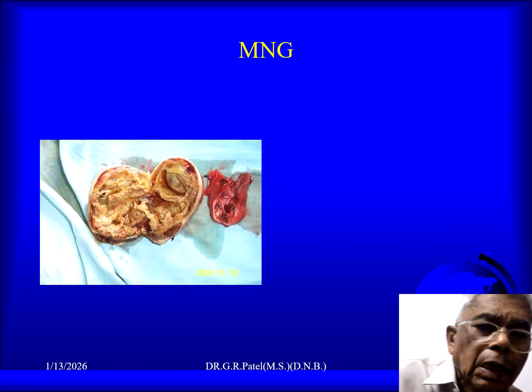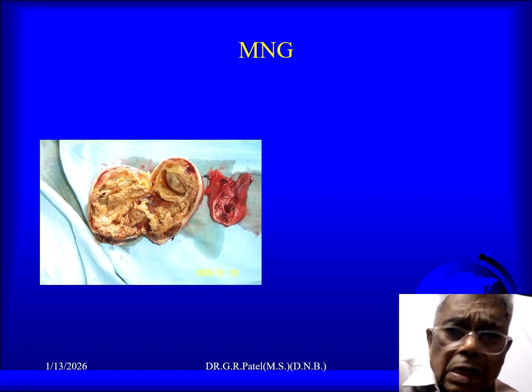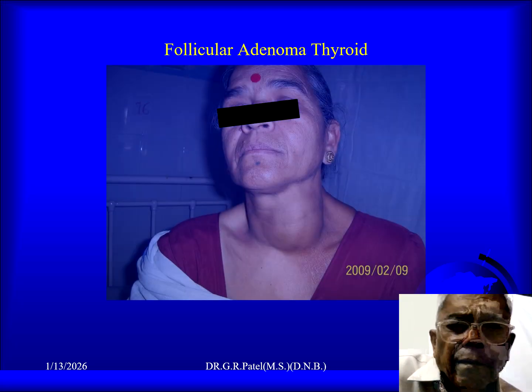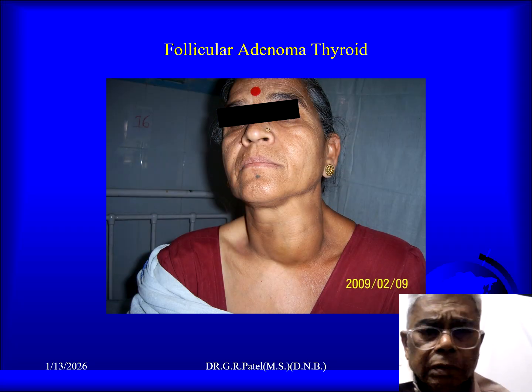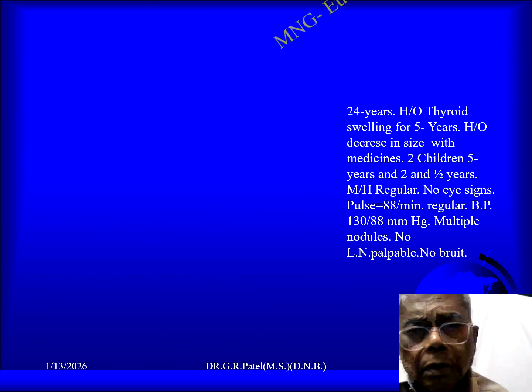Multinodular goiter again, calcified nodules are visible. Cut section shows calcification in the thyroid. Follicular adenoma of the thyroid.